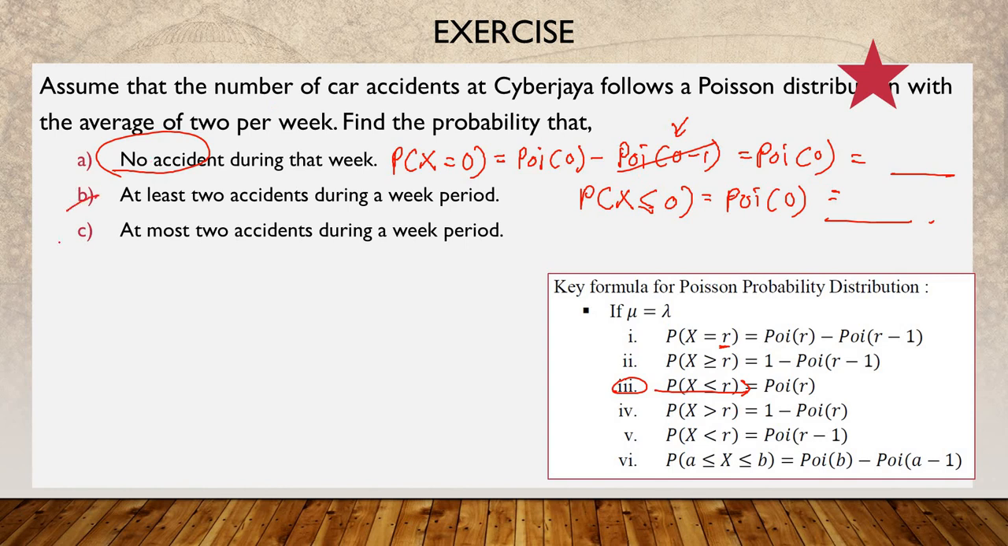For at least 2 and at most 2, you try and check whether you get the same answers or not: 0.1353, 0.594 and 0.6767. So that's all for the Poisson distribution.